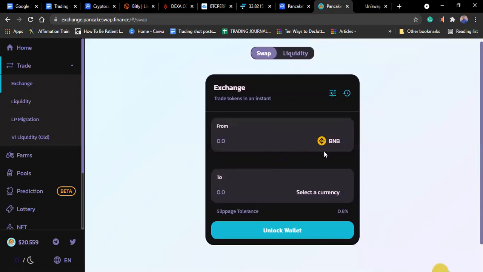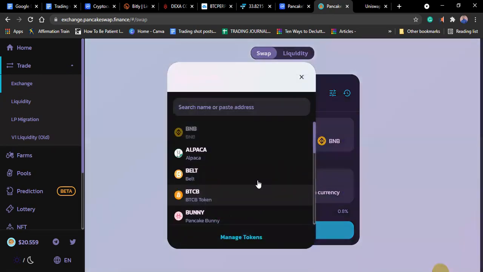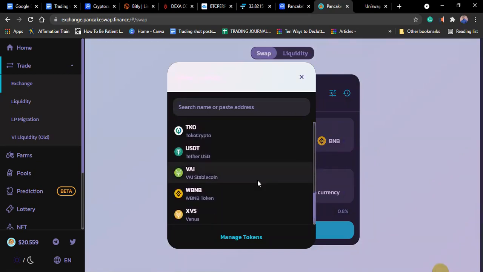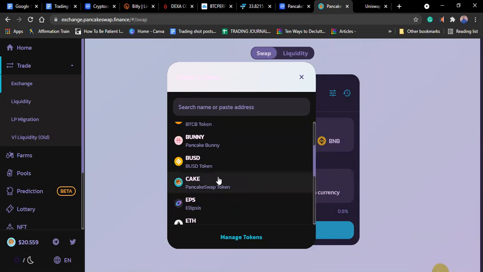So the same thing, you can choose what coin you want to exchange. BNB means Binance coin. Then select a currency. I can now choose which currency I want to exchange. There are many currencies. Let's say I want to exchange cake.